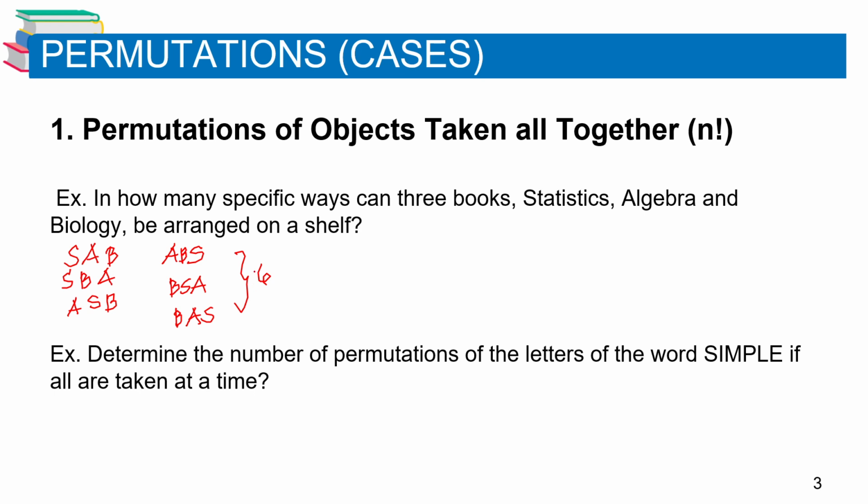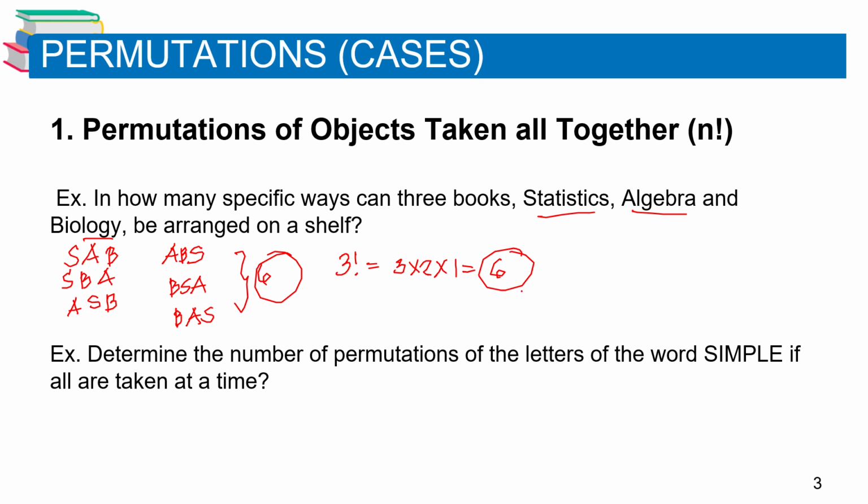Therefore, if we apply the formula for permutation of objects taken all together, we have statistics, algebra, and biology, so n is 3. Therefore, 3 factorial is equal to 3 times 2 times 1, which is equal to 6. So in the manual method and in permutations taken all together, we have the same answer.